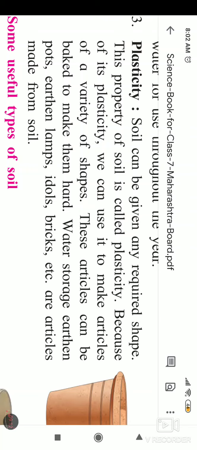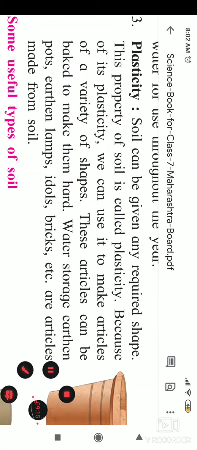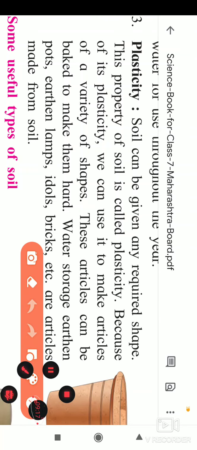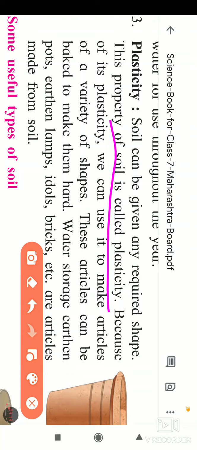Soil gets the required shape, and that property of the soil is called plasticity. Because of its plasticity, we can use it to make articles. Any article can be made in a variety of shapes, and in homes also there are some decorative articles, like faces of elephants and all.